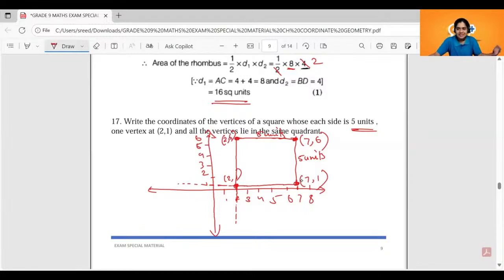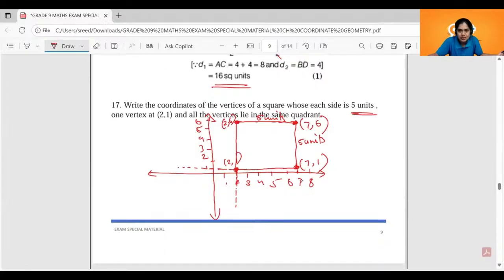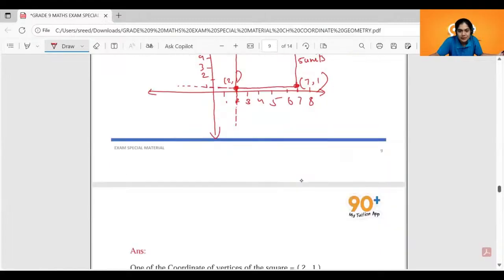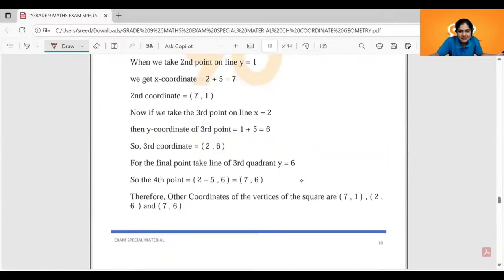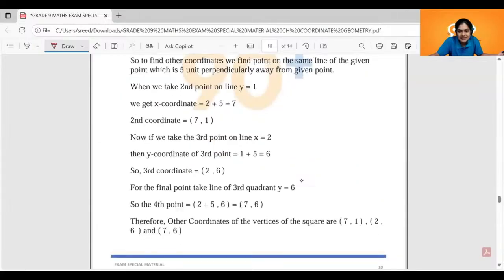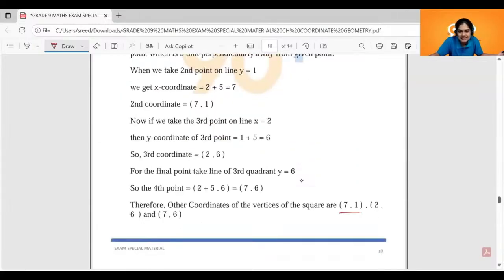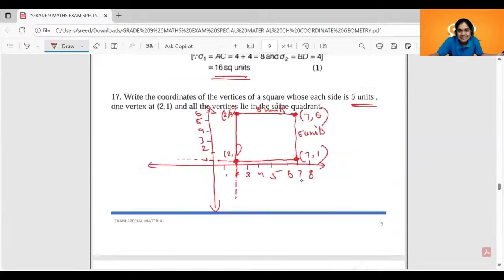Okay, right. So this is the only possibility you have to draw a square such that the square lies in only one quadrant, correct? Only in this way can you draw it. So which are the points that you are getting? 2, 1. It's already there. Second point is 7, 1. That's right.